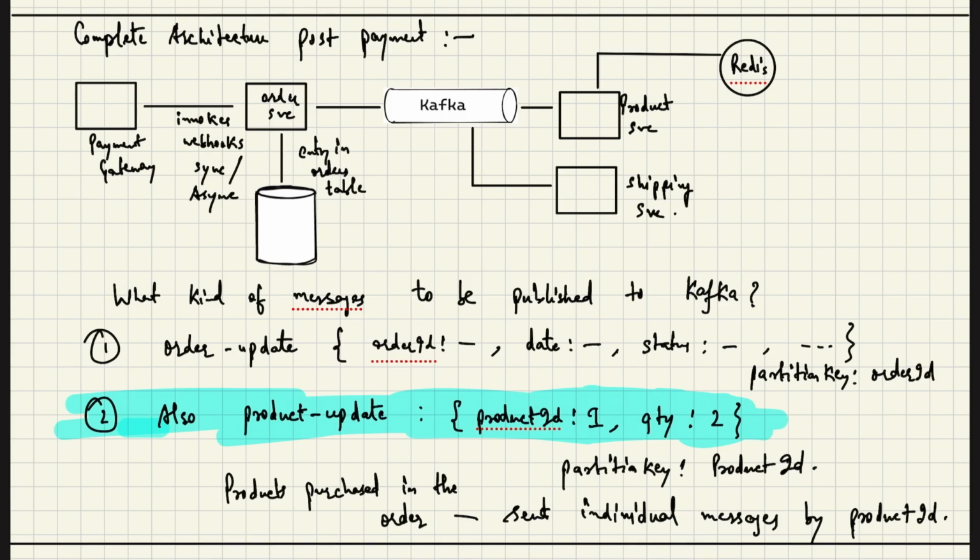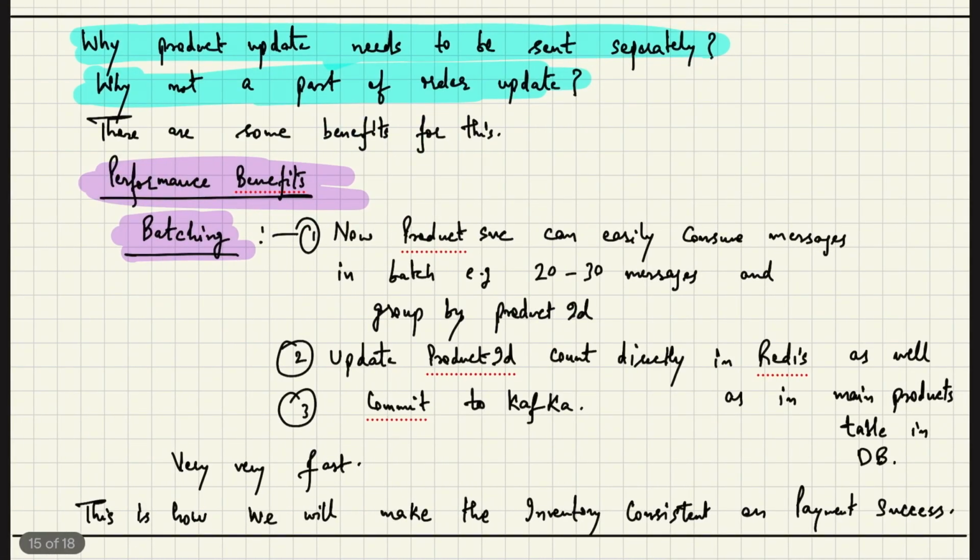Now let's see the benefits of this kind of message, because this is very important to keep the inventory consistent. This is when we are sure the actual inventory is reduced, right? So this is when we need to update the Redis cache as well. Now let's see the advantages of doing this, and why the product update needs to be sent separately rather than as part of the order update.